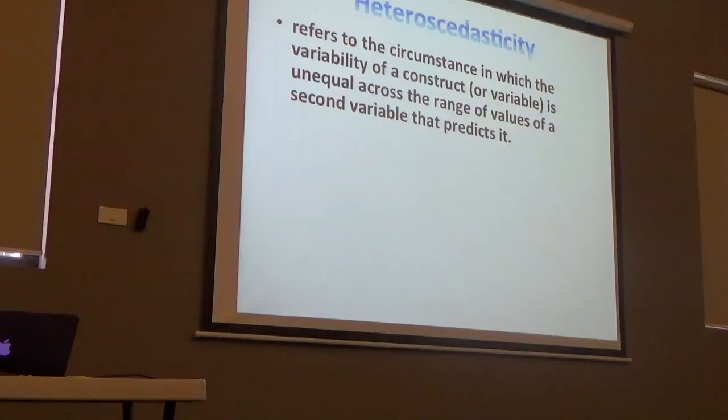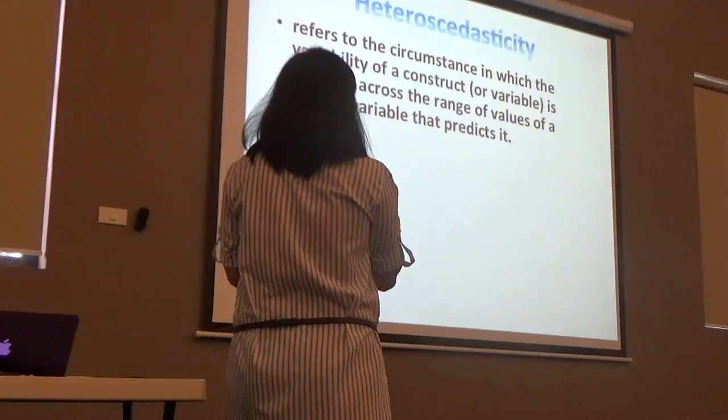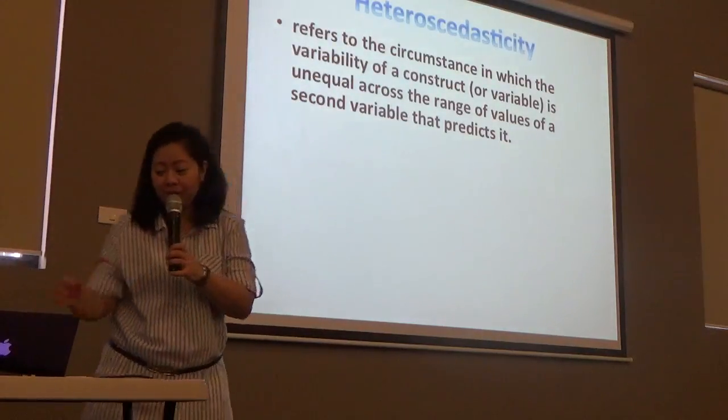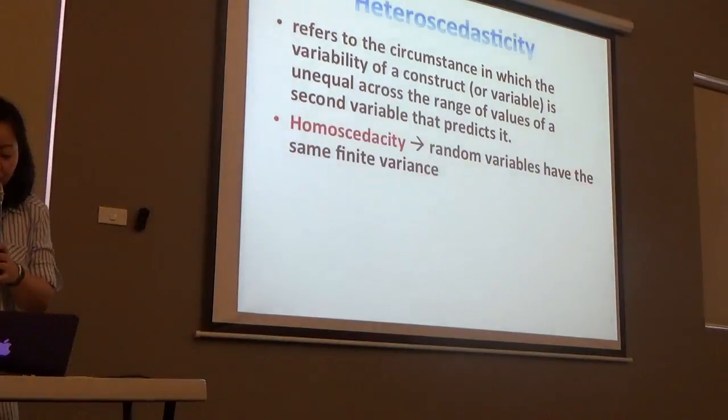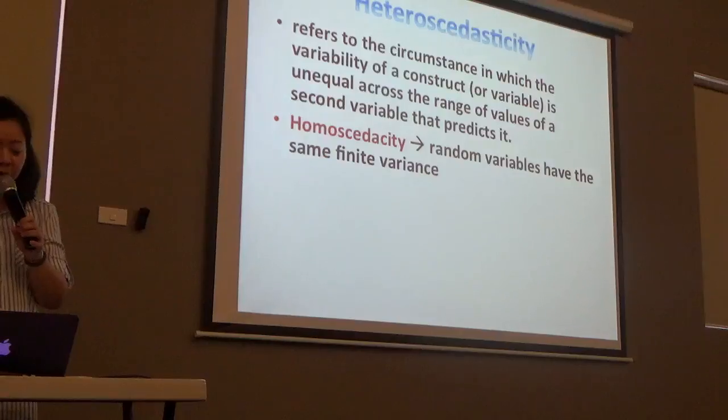So, by definition, it refers to the circumstance in which the variability of a construct or the variability of a variable is unequal across the range of values of a second variable that predicts it. Okay? So its opposite, homoscedasticity, is wherein random variables have the same finite variance. So let me give you an example.